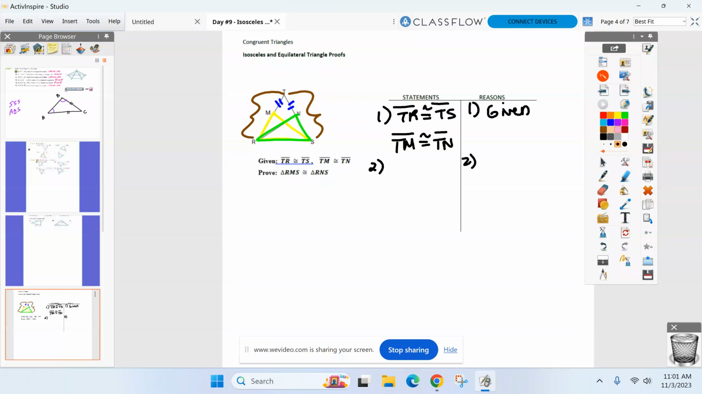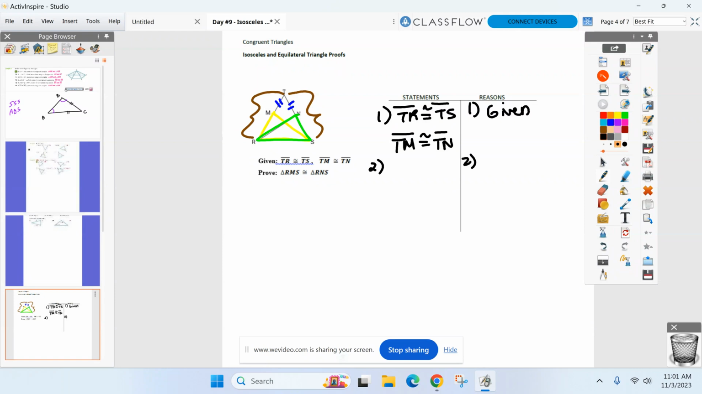Next given, TM congruent to TN. Are those sides in the triangles I'm trying to prove? No. So look here. I don't have an S or an A anywhere. So we are going to be responsible for all three pairs of congruent sides or angles right now. Givens are, even though I don't put an S or an A next to them, I still need to use them. Remember, I will never provide you a given that you're never going to use. They're always there to use.